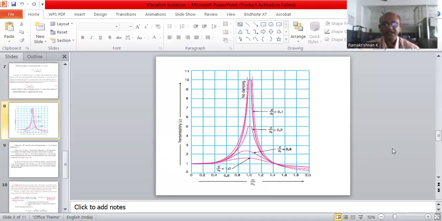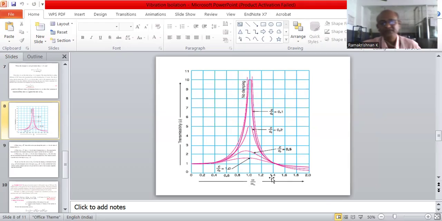Next we look into the graph. This graph is plotted between the transmissibility on the y-axis and the ratio omega by omega n on the x-axis, for different values of the damping ratio C by Cc. So we have these curves.